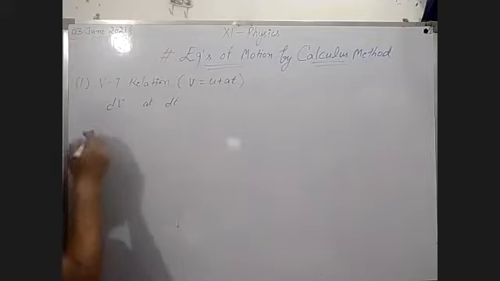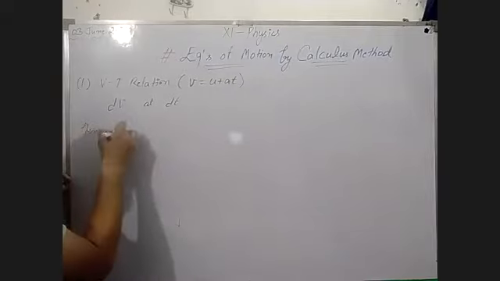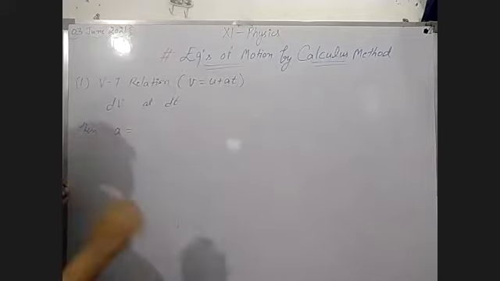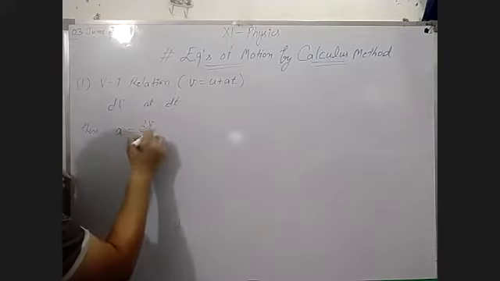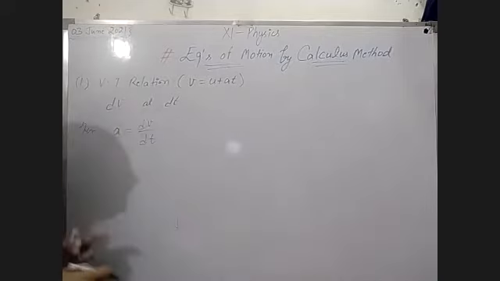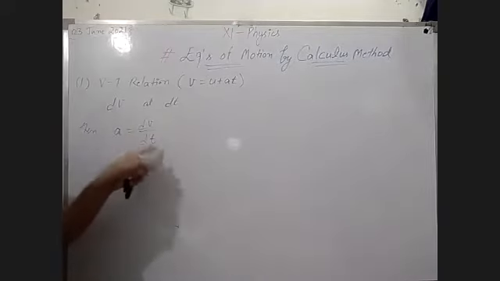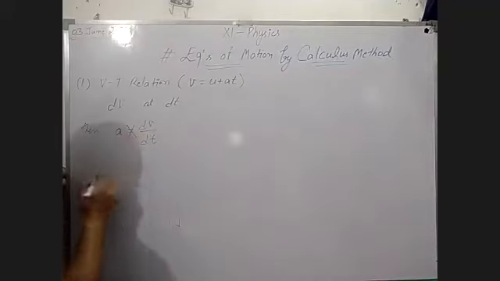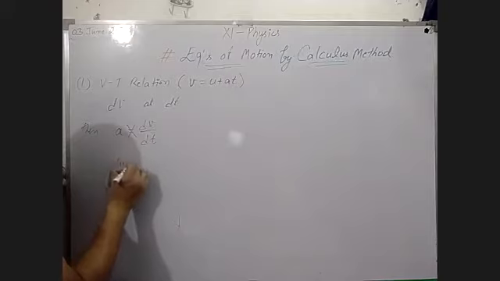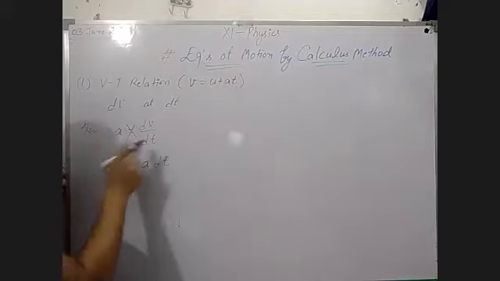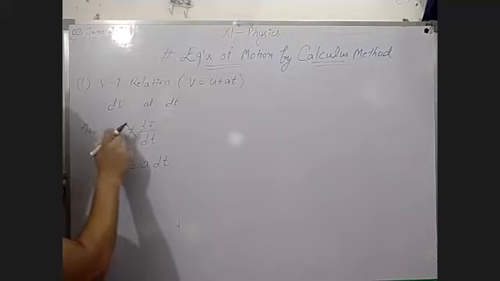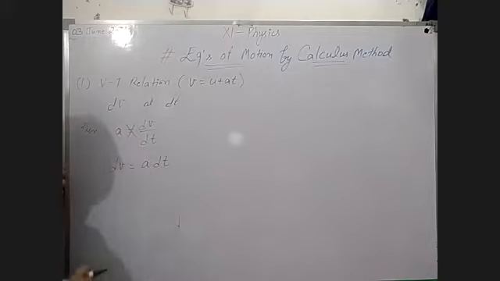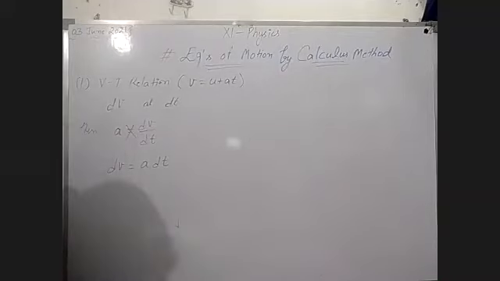Then acceleration in this case will be dv upon dt, change in velocity upon time. Or you can say acceleration is the rate of change in velocity. Now cross multiply it. We can write dv is equal to a dt. This dt will go in the product of a. Now dv is equal to a dt.